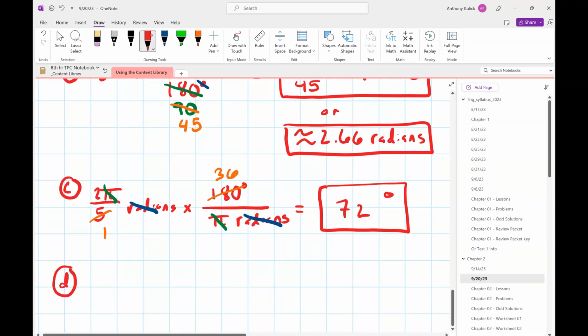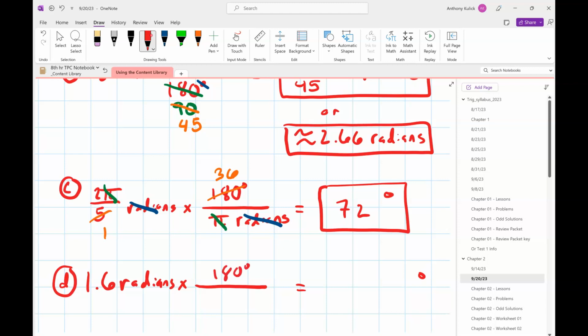I have one more example. So here we have 1.6 radians times something to give me some number of degrees. What do I have to multiply 1.6 radians by? 180 over pi. So again, the unit cancels, radians and radians. But notice the 1.6 doesn't have a pi attached to it, so I can't cancel that pi out.